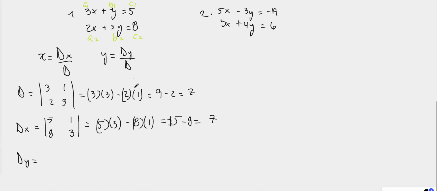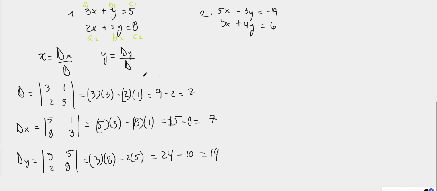And lastly, we need the determinant of y. Well, that will be 3, 2, 5, 8. So that will be 3 times 8 minus 2 times 5. Well, 3 times 8 is 24, and 2 times 5 is 10, and that gives me 14.